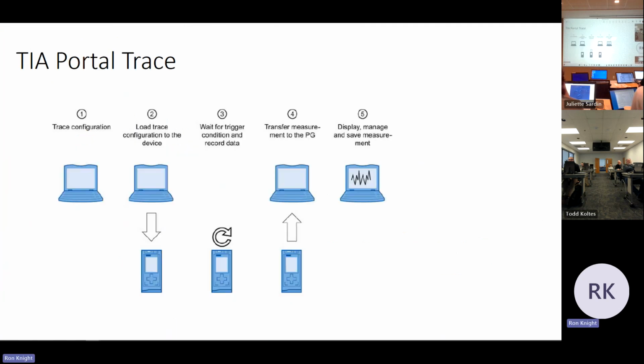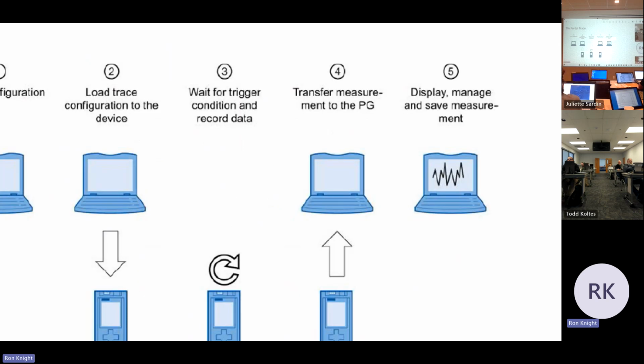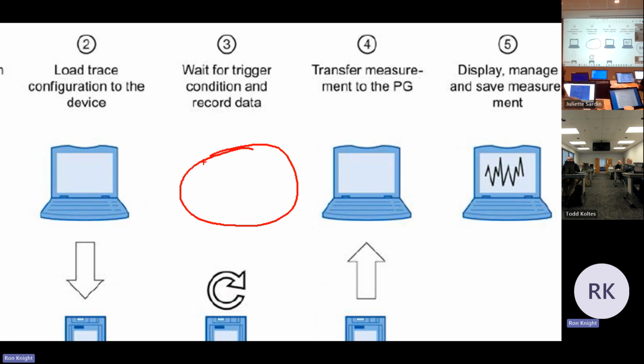So what it looks like is you configure the trace on your laptop, you load that trace down to the PLC, and you can pack up your laptop and leave. Go back to the hotel, work on quotes, work on something else. Then you can come back. Now you can leave the laptop connected. If you want to watch it as it traces, you can, if you're tuning a PID loop or whatever, but you don't have to. You can come back the next day, connect your laptop, and see what happened.